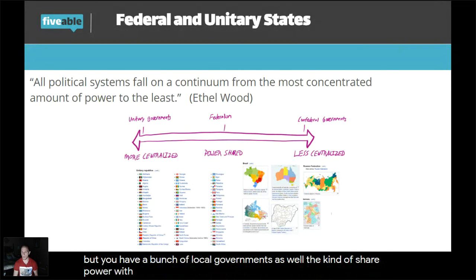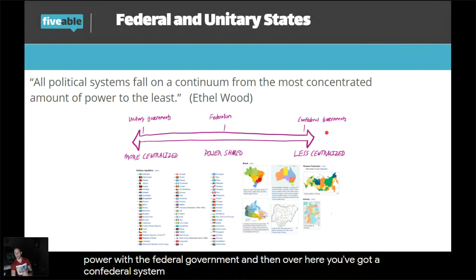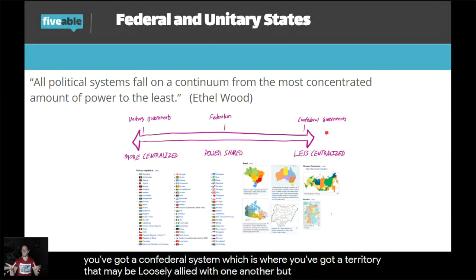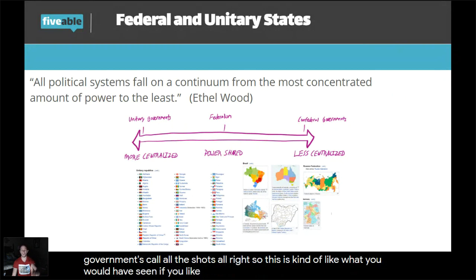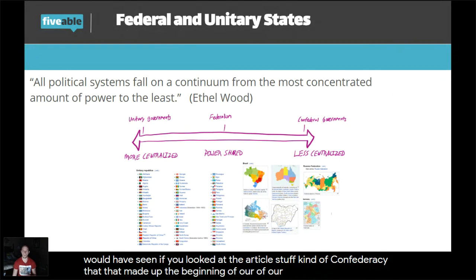And then over here, you've got a confederal system, which is where you've got a territory that may be loosely allied with one another, but really the local level governments call all the shots. All right, so this is kind of like what you would have seen if you looked at the Articles of Confederation that made up the beginning of our government before our modern Constitution.